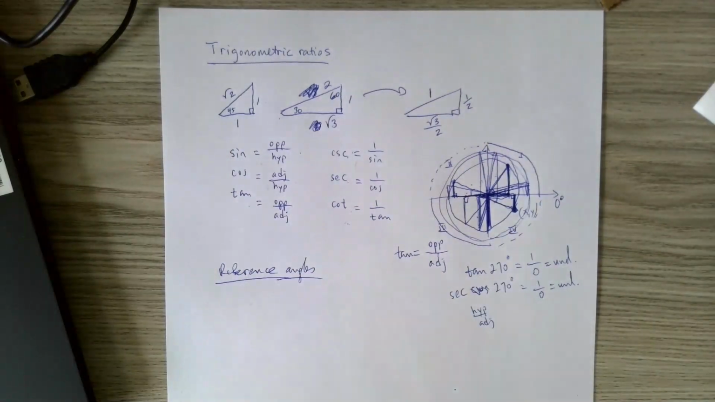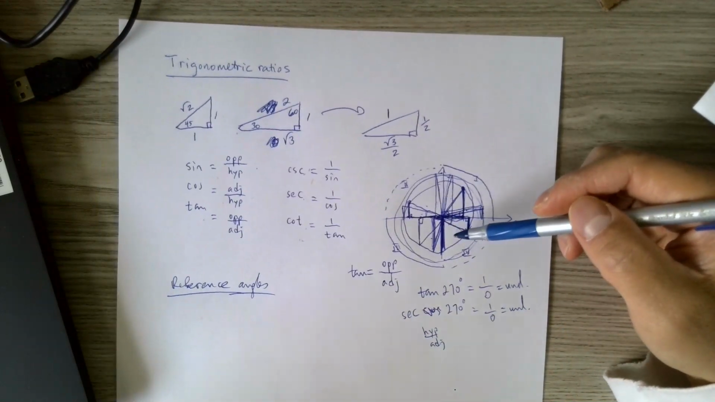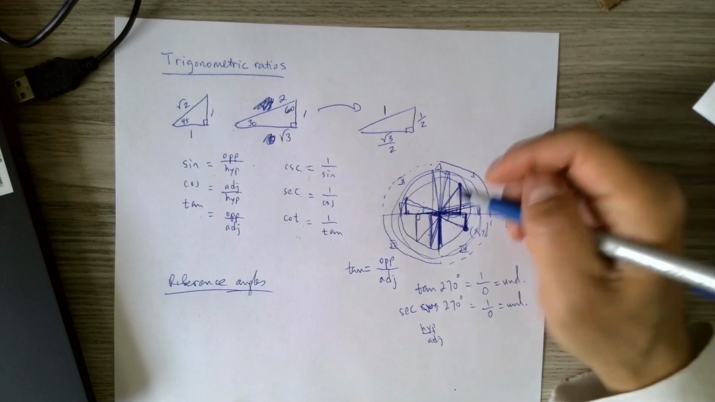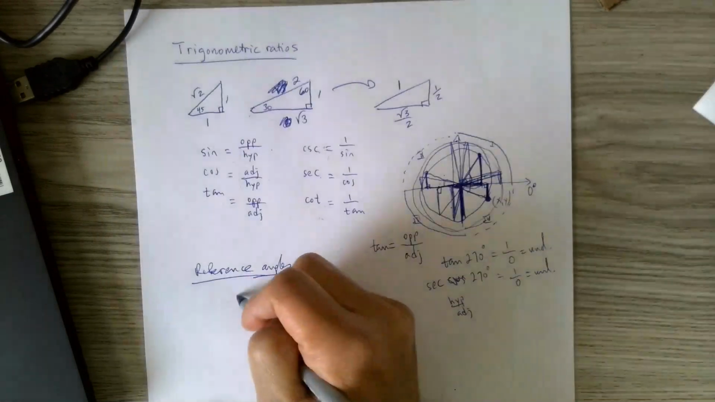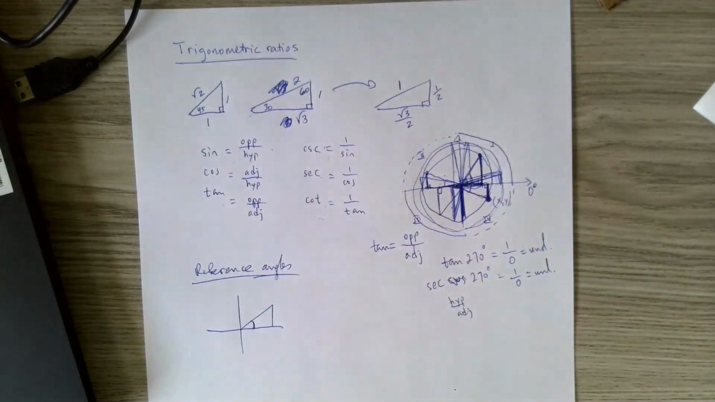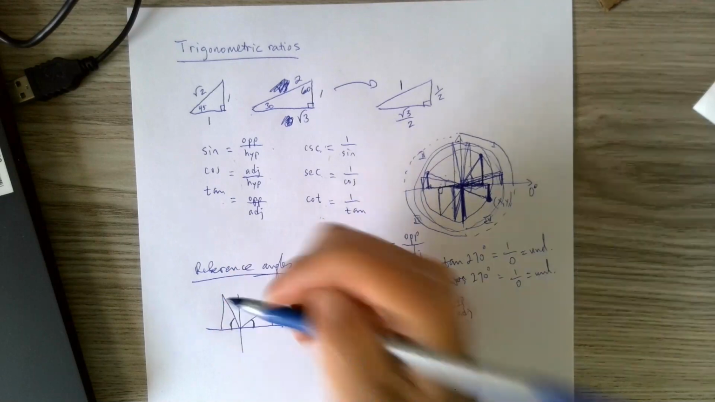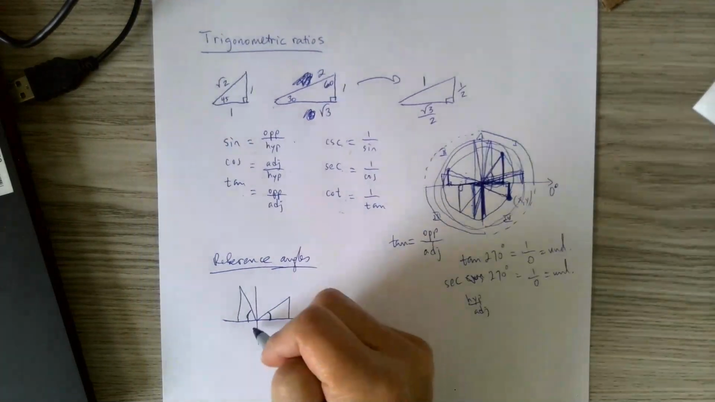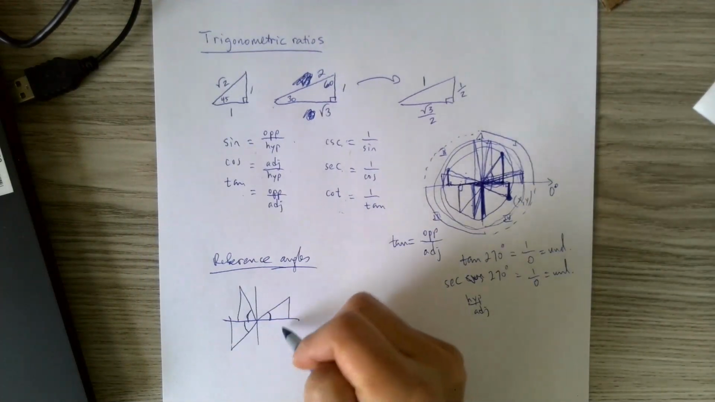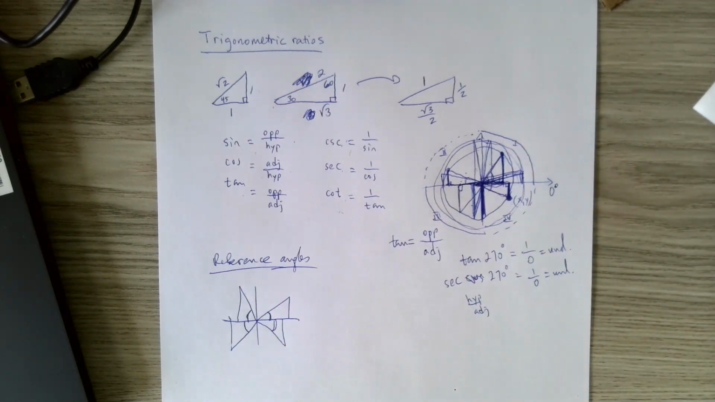Okay, last thing before I give you a few examples that you need to remember is reference angles. All of these triangles I drew here have a reference angle. And by that I mean the angle, I'll draw it again, this angle, that's a reference angle. This angle, that's a reference angle. This angle, reference angle. This angle, reference angle.